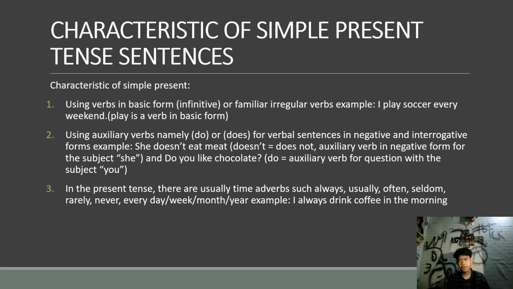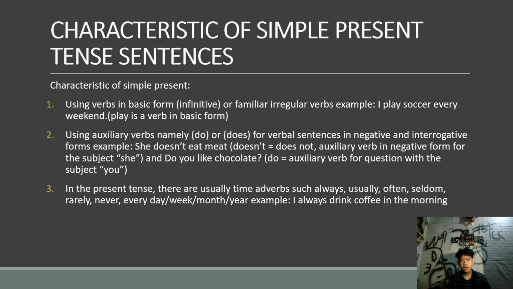Characteristic of a simple present tense sentence. Characteristic of simple present. 1. Using verb in basic form, infinitive or familiar irregular verbs. Example, I play soccer every weekend. Play is a verb in basic form.